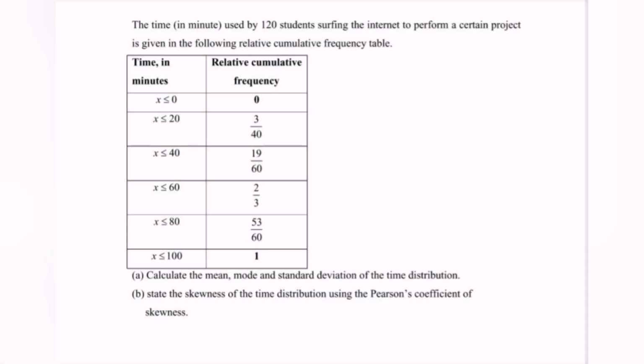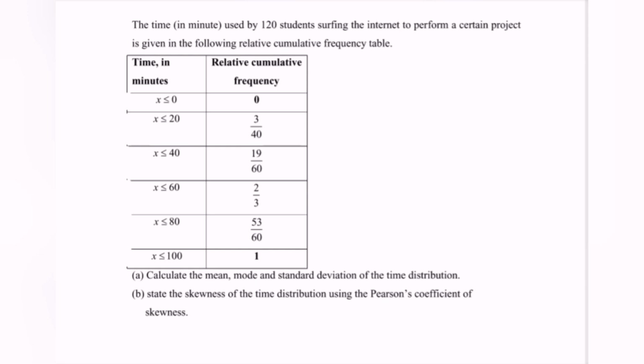Next, I'm going to discuss the example for grouped data. The time in minutes used by 120 students surfing the internet to perform a certain project is given in the following relative cumulative frequency table. The first column deals with the time, followed by the relative cumulative frequency. Calculate the mean, mode, and standard deviation of the time distribution. B, state the skewness of the time distribution using the Pearson coefficient of skewness. My suggestion is to refer to the table. Kindly construct the table before we deal with the questions.